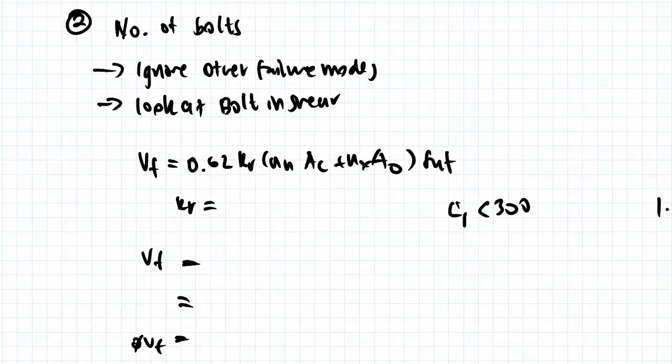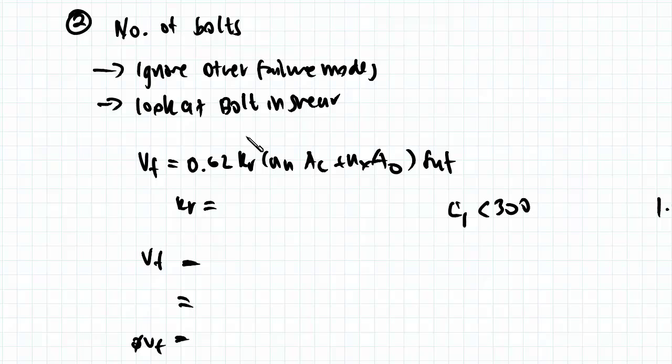So firstly, we need to make some assumptions. The first one is to ignore other failure modes. Now remember that when we look at connections, there are multiple failure modes, and any one of them can be lower than bolt shear, which is what we're going to be looking at. So we're just going to ignore the other failure modes and just assume that they are strong enough to hold the connection down, and that our bolt will be able to transfer the full section capacity of 1,550 kilonewtons.